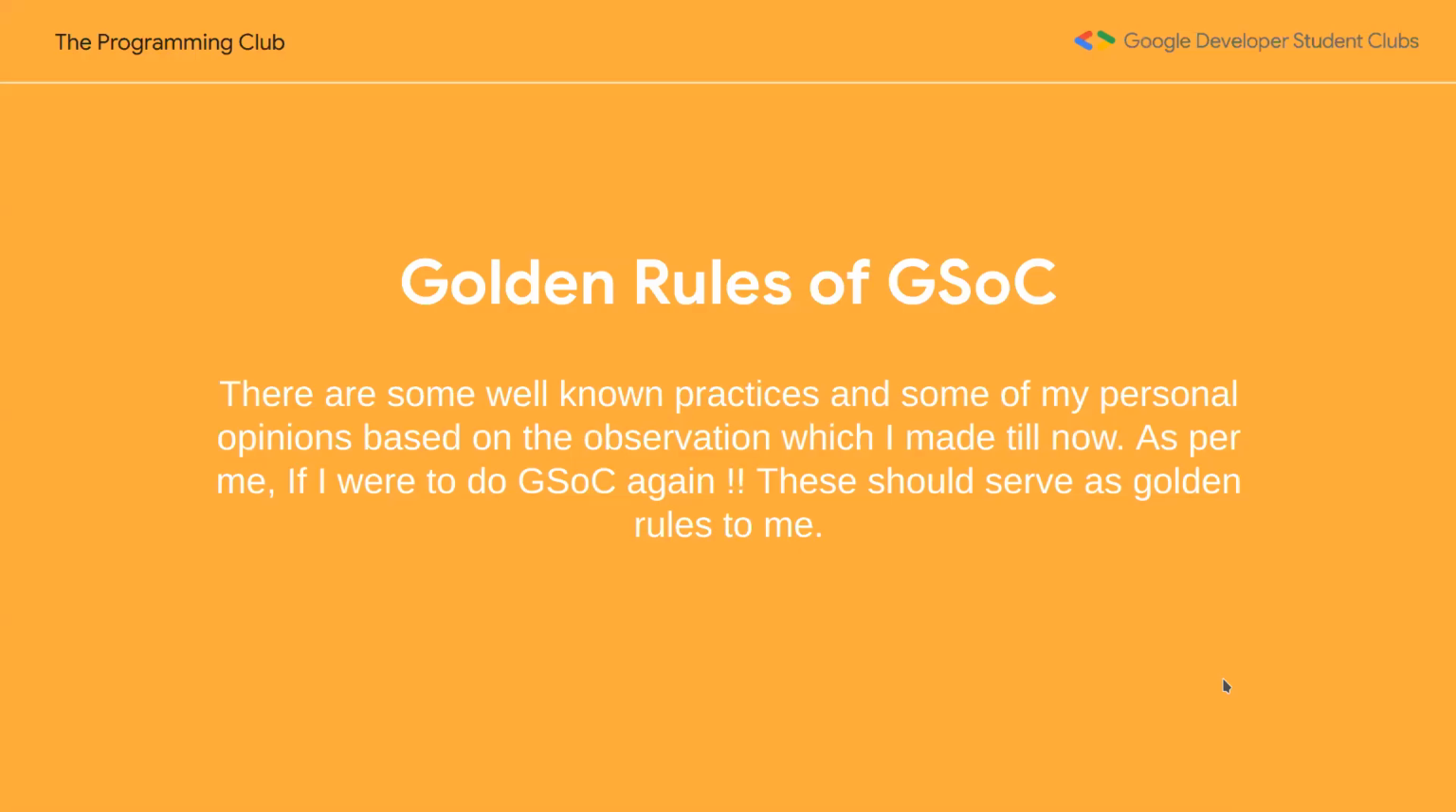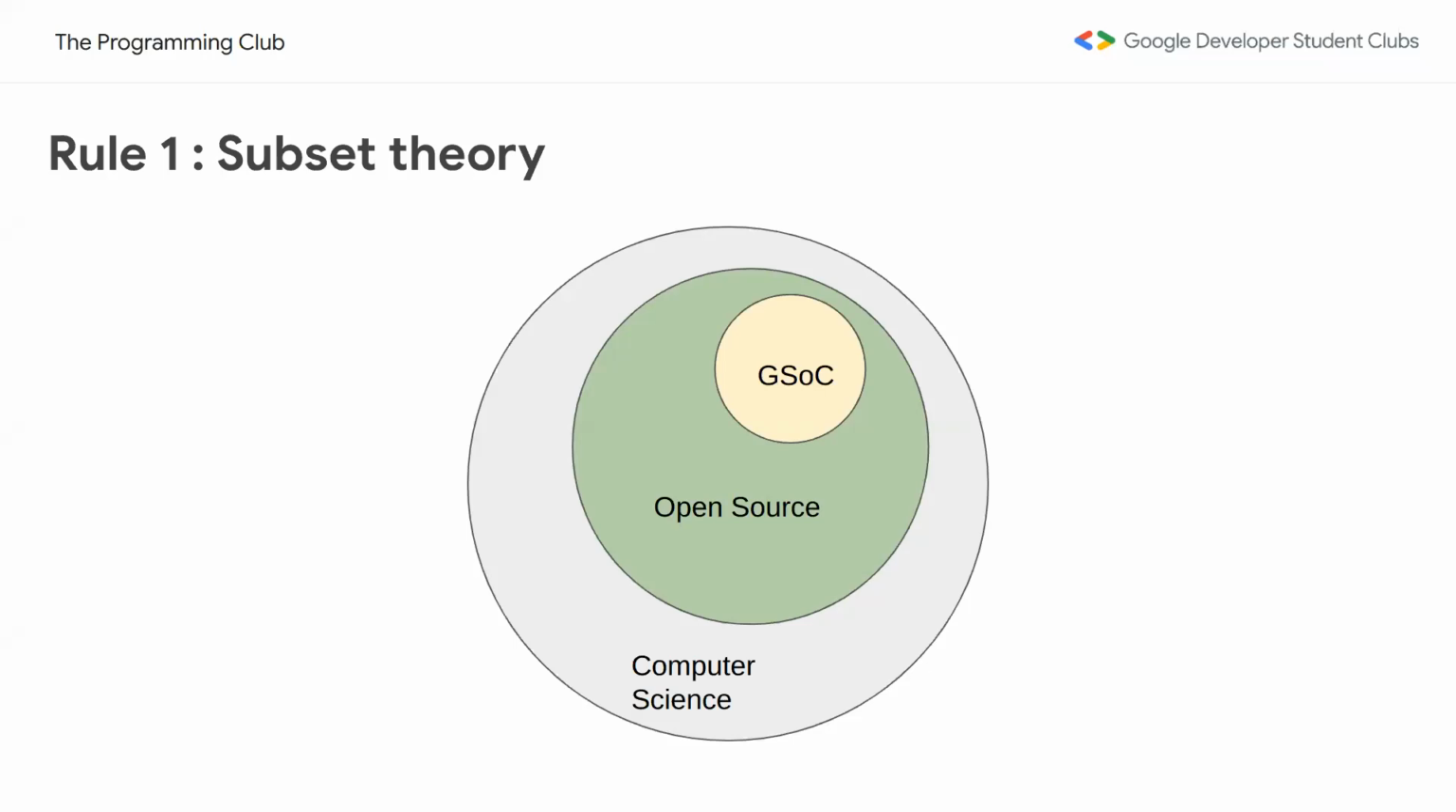There are some rules or techniques which I have observed, and I feel this should be the ideal way to get into GSoC, and the ideal way to approach this event specifically. So let's discuss those. First is this subset theory.